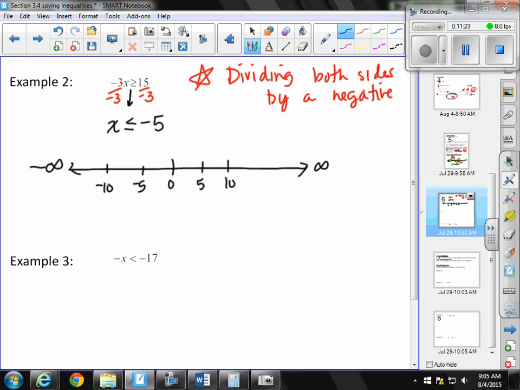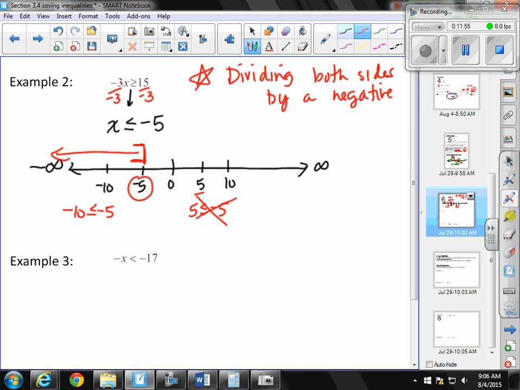And I go positive numbers to the right, negative numbers to the left. Now here's my negative 5. I can plug in test numbers to see which way I'm supposed to shade. Is negative 10 less than or equal to negative 5? Or is 5 less than or equal to negative 5? Well, that's false, so I know I'm shading to the left. And this time I have less than or equal to, so I'm going to use a square bracket at negative 5.